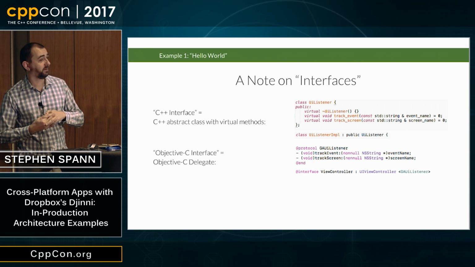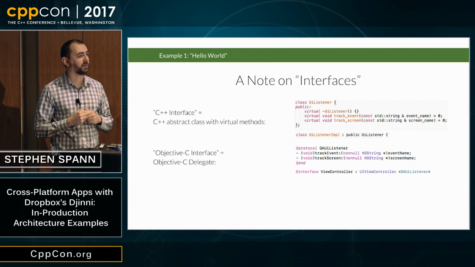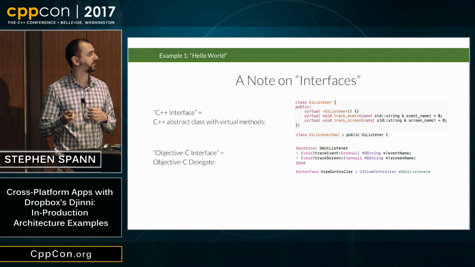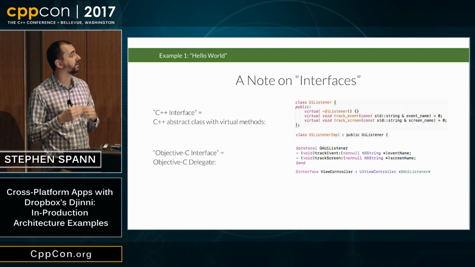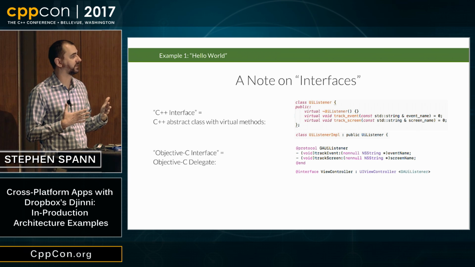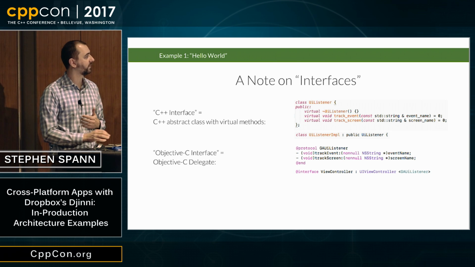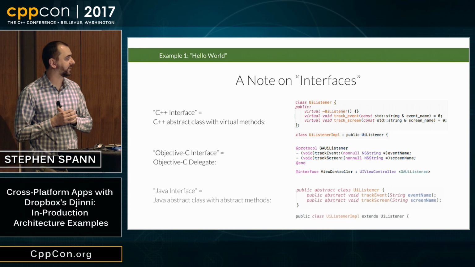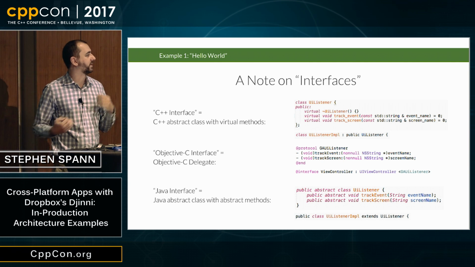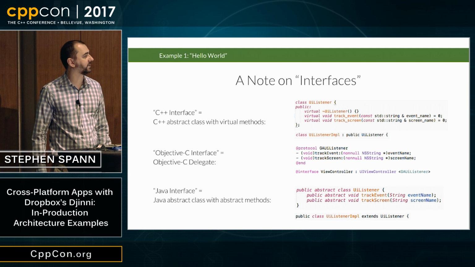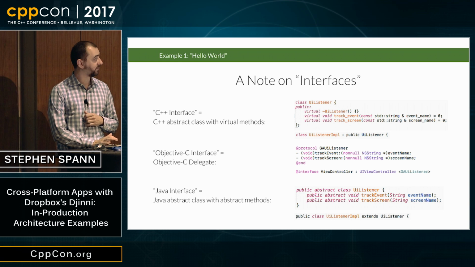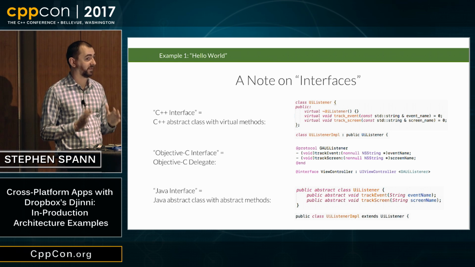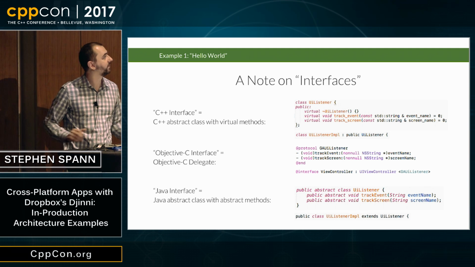Objective-C is a delegate, much like a UITableViewDelegate and UITableViewDataSource. Again, something that an Objective-C developer is really used to seeing. Finally, Java is another abstract class. So when we extend that class, Android Studio is going to complain and want us to implement all the abstract methods. So from now on, I'm just going to call all those things interfaces.